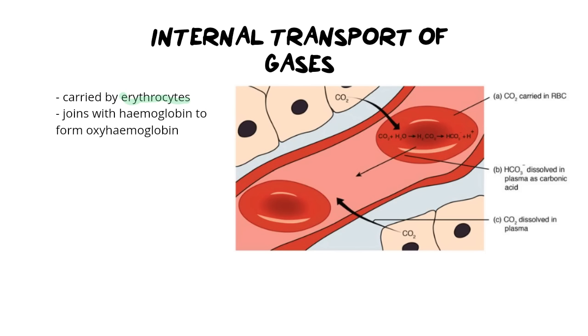And to do that, it has a special pigment called hemoglobin inside of it. And when oxygen joins it, it becomes oxyhemoglobin.